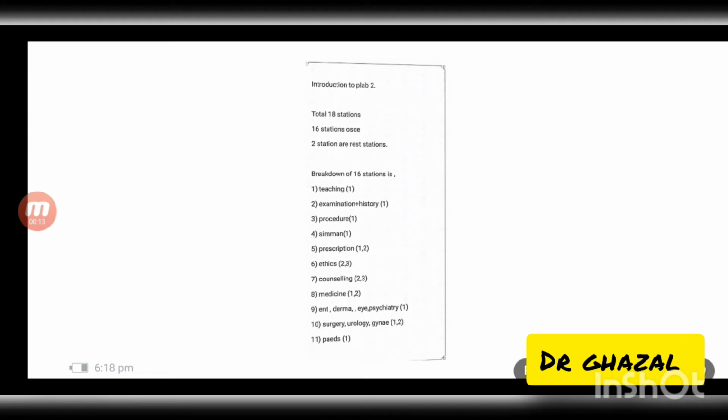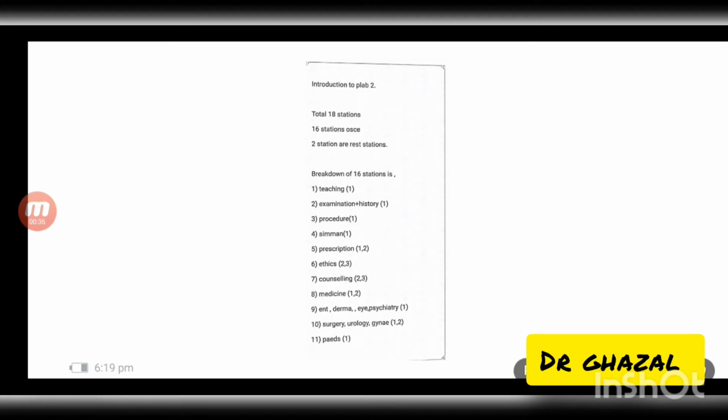Today this is my first session regarding the exam PLAB 2. I am going to give an orientation to PLAB 2, the exam, its stations and its structure, and in the second part I will be talking about the detailed structure of the history, that is, how to take a standard history to achieve full marks in data gathering.